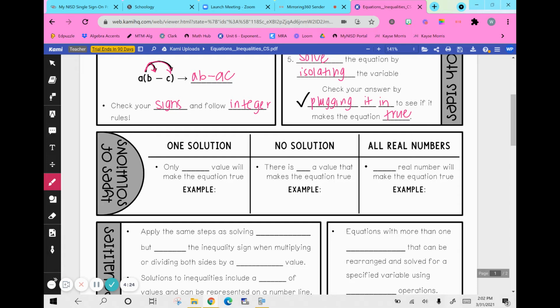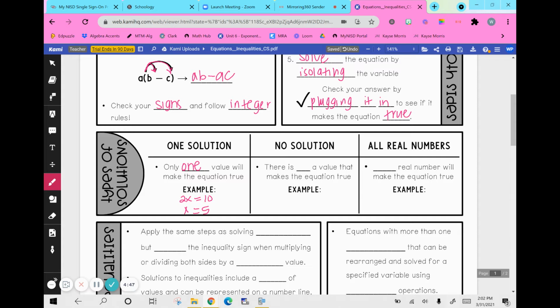So here, only one value will make the equation true for one solution. That means that there's only one number you could plug in that will work to make that true. So if you have something like 2x equals 10, the only thing we could plug in there would be a 5. So there's one solution there, because we would divide by 2 on both sides and we would get 5.